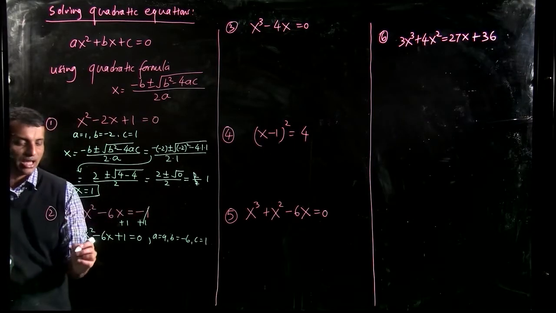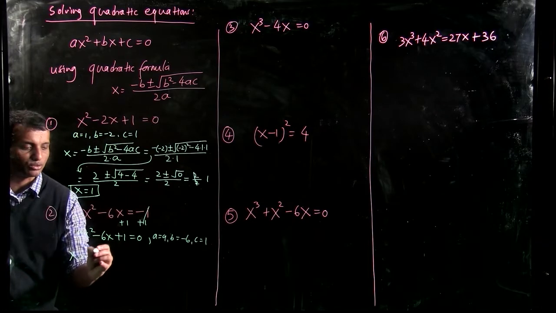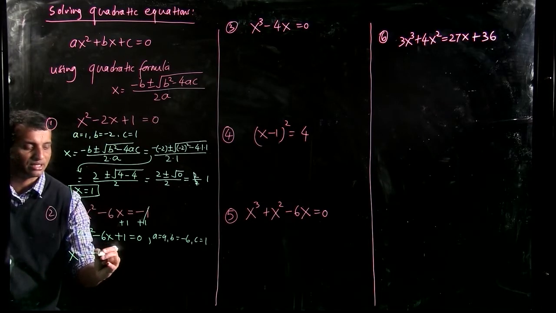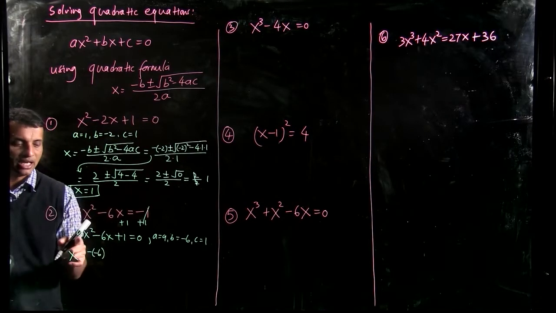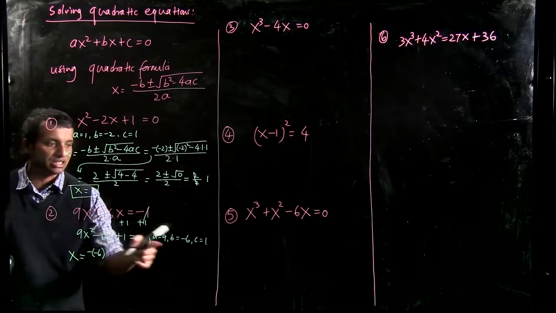Okay, so let's do that. Use the formula: x equals negative b, which will be negative of negative 6. So a is 9, b is negative 6 and c is 1.